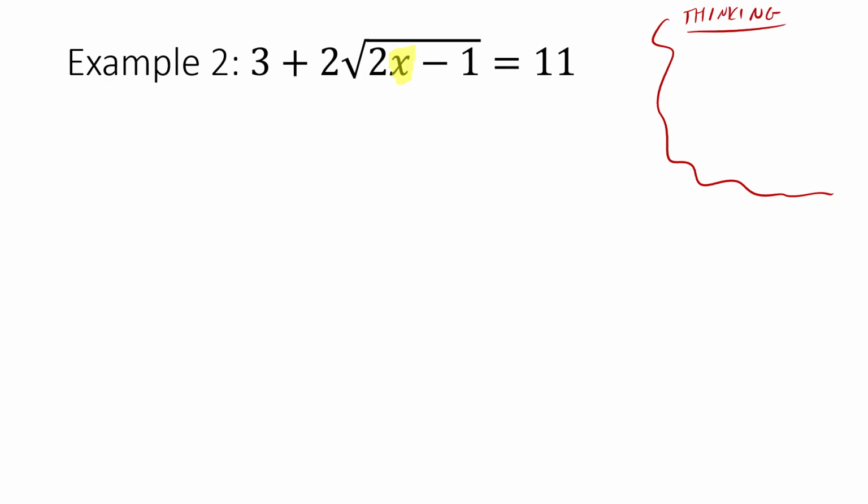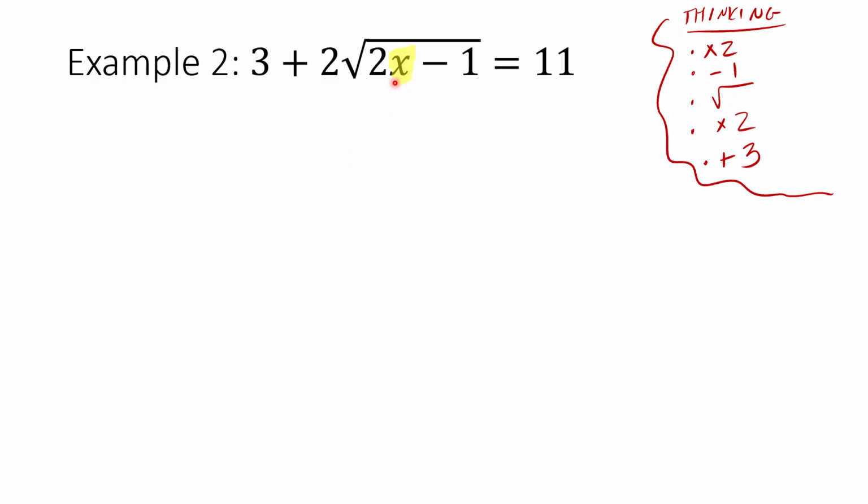So the first thing that's happening to the x is we're multiplying it by 2. Okay, so times 2. Then we are subtracting a 1. Then we are square rooting it. Then we are multiplying by 2 again. And then we are adding 3. Okay, so kind of follow this.